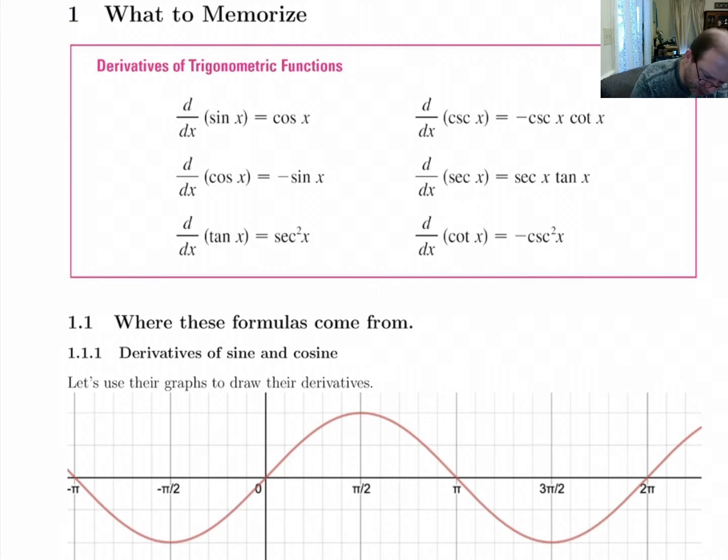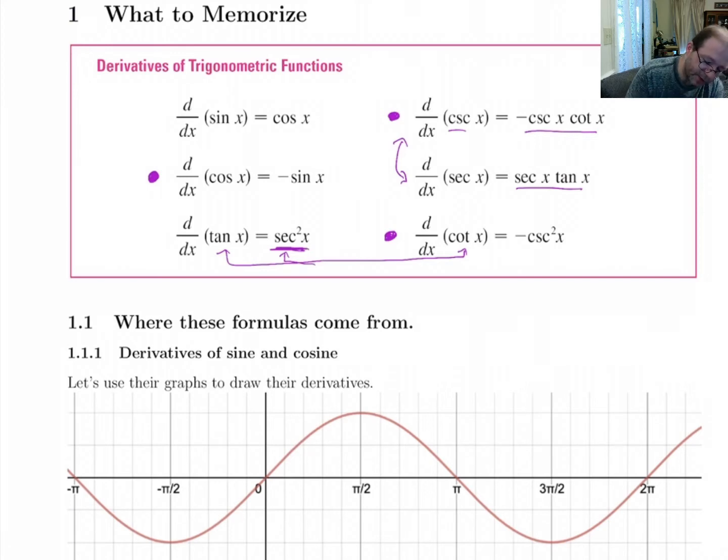Now, just a couple of tips on how to keep this straight. Notice every one of these where you're taking the derivative of a cofunction, those are the ones that are negative. Derivative of cosine, derivative of cosecant, and derivative of cotangent, those are all negative. And if you look at, say, the cosecant and the secant, they're kind of related. Derivative of secant is secant tan. Derivative of cosecant is cosecant cotan. So it's like you just throw a co on there. Same thing going on with the derivative of tan and derivative of cotan. This one is secant squared. Derivative of cotangent is negative cosecant squared. So there's some patterns in there that can help you memorize these things.